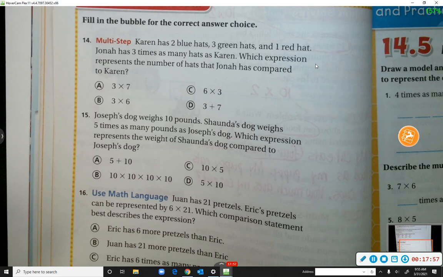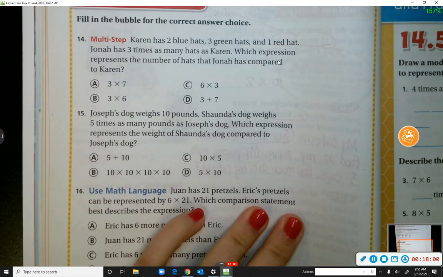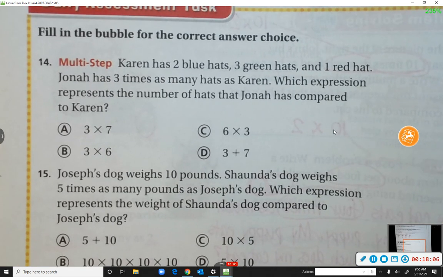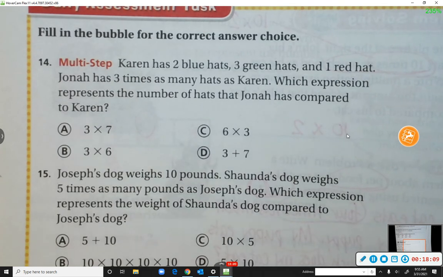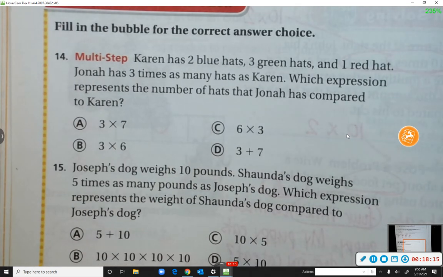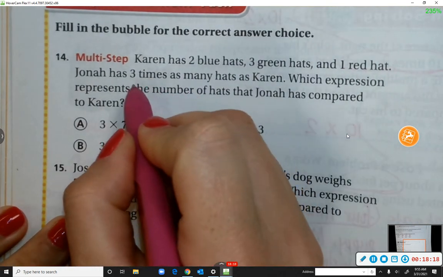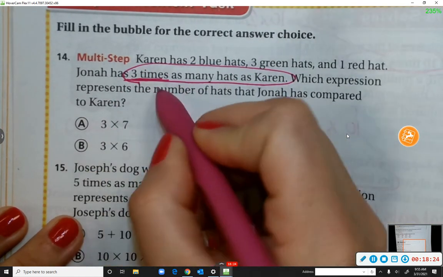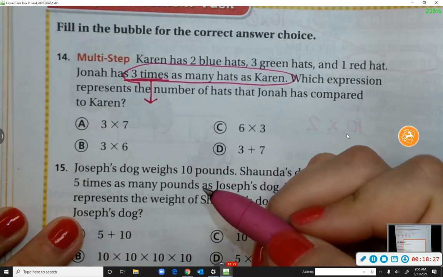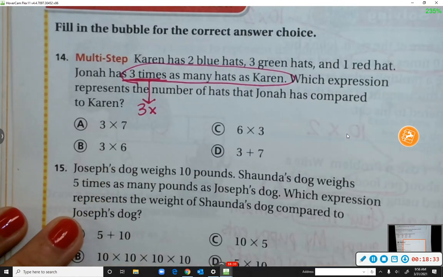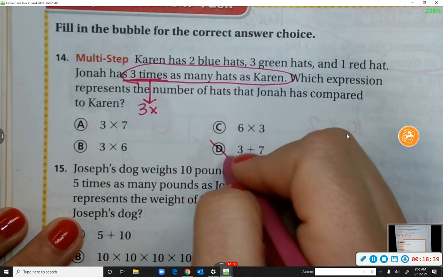Okay, so we need to figure out the comparison. Where did we hear something important that we should circle? What's some important information that Javea read? Aaliyah? Good. 3 times as many hats as Karen. So that immediately tells me that my number sentence needs to have what at the beginning? 3 times. So just knowing that, I can automatically eliminate which ones? D and C.